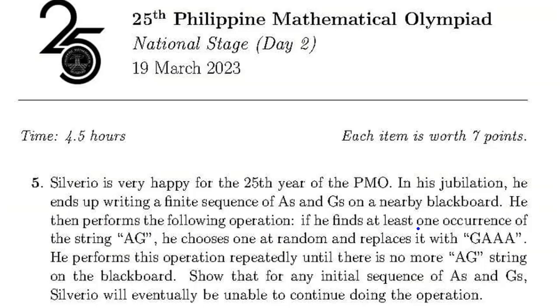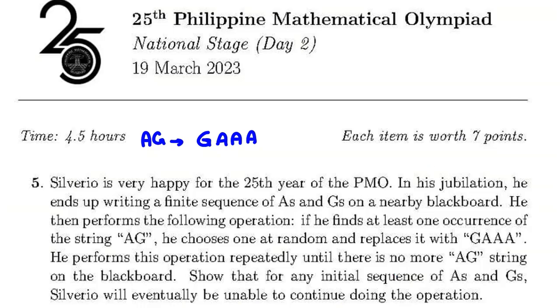If he finds at least one occurrence of the string AG, he chooses one at random and replaces it with GAAA. He performs this operation repeatedly until there is no more AG string. So he changes AG to GAA, that's our operation. Show that for any initial sequence of A's and G's, Silverio will eventually be unable to continue doing this operation.